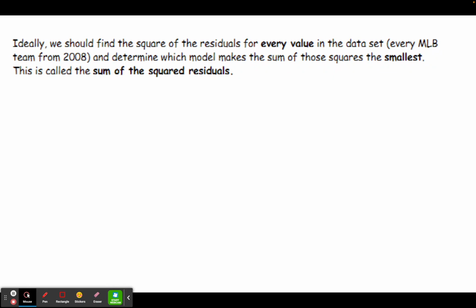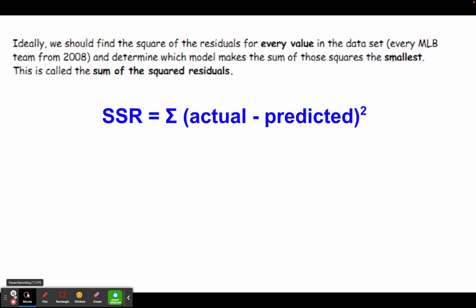Now, ideally, we should find the square of the residuals for every value in the data set, which would mean we would have to check this formula with every MLB team from 2008 and determine which model makes the sum the smallest. This would be called the sum of the squared residuals. So we'll abbreviate that as SSR. And the formula there would be to add up all of the residuals squared. So actual minus predicted, that would be our residual, and we would square that, and then we would add that together for all the teams in the MLB.